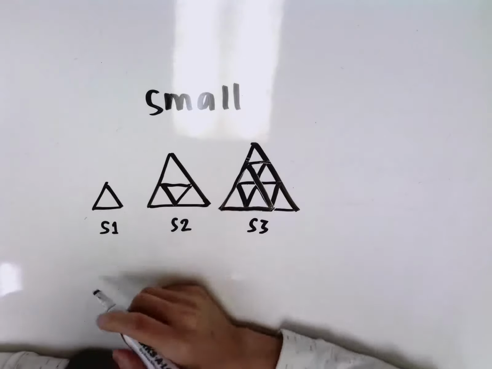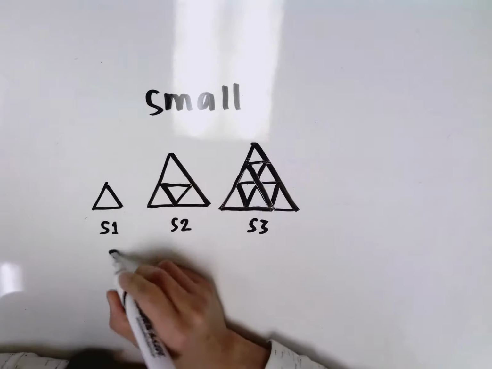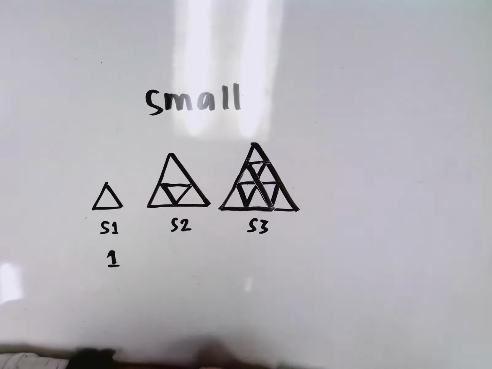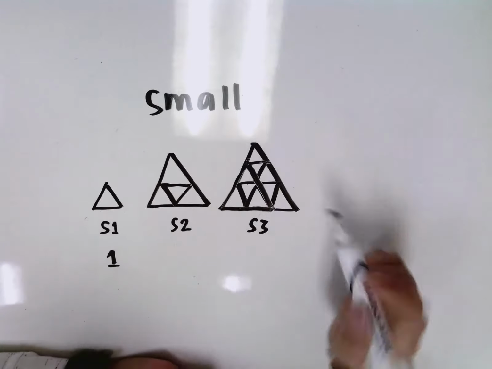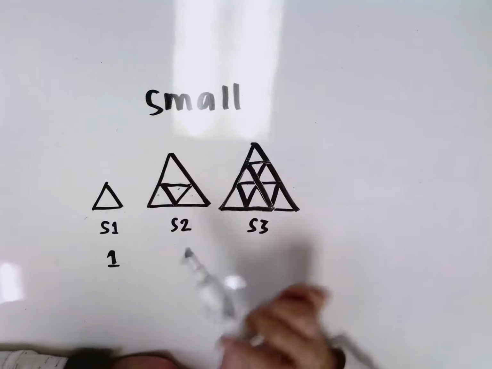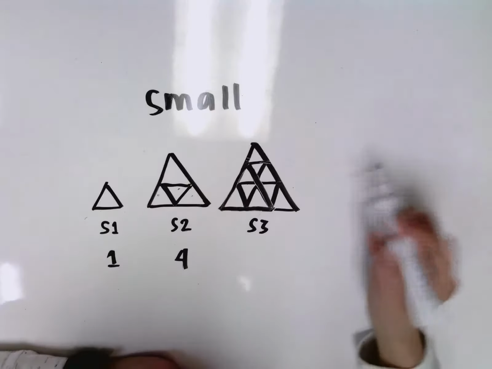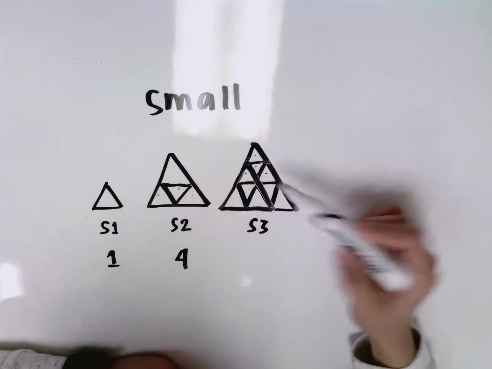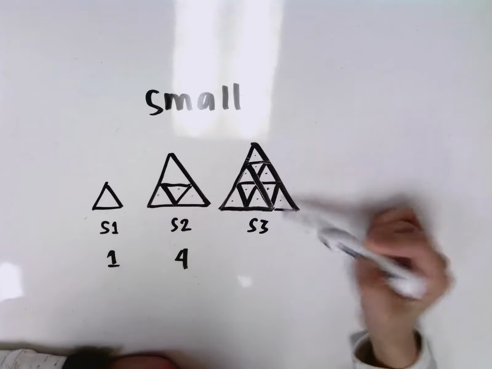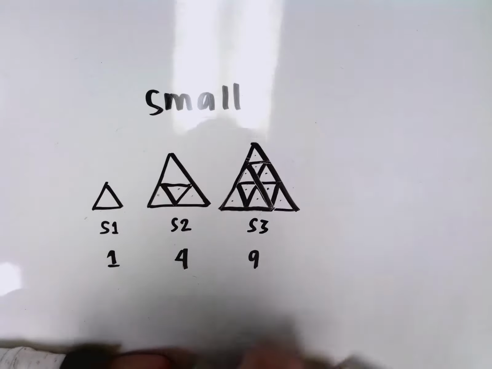Stage 1, so clearly you only have one triangle here, small triangle. Now in stage 2, you have 1, 2, 3, 4. You have 4 small triangles here. For stage 3, you have 1, 2, 3, 4, 5, 6, 7, 8, 9. So you have 9 triangles here.